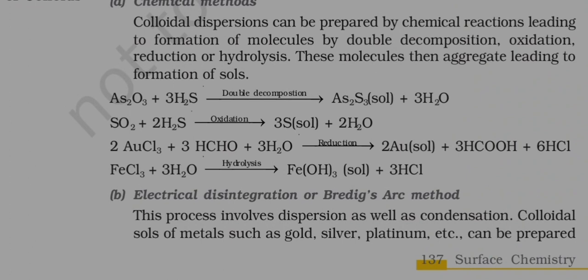Preparation of colloids. A few important methods for the preparation of colloids are as follows. A. Chemical method. Colloidal dispersions can be prepared by chemical reactions leading to formation of molecules by double decomposition, oxidation, reduction, or hydrolysis. These molecules then aggregate leading to formation of sols. Example, FeCl3 plus 3H2O on hydrolysis gives Fe(OH)3 sol plus 3HCl.